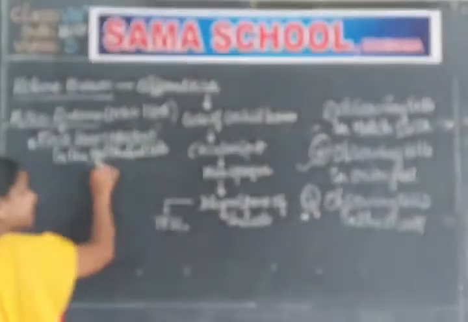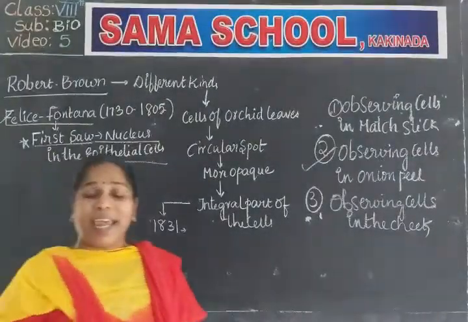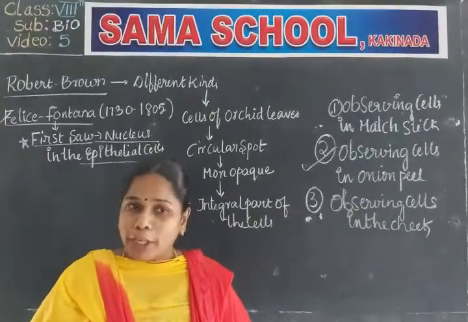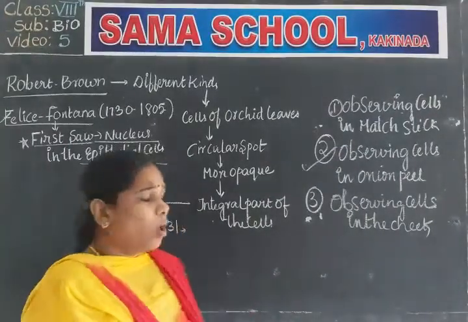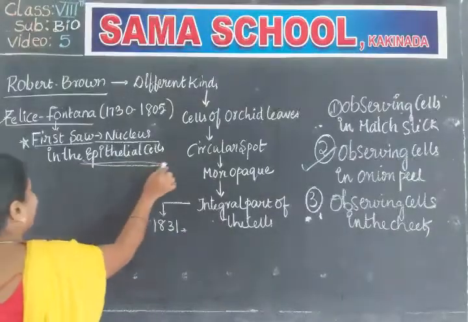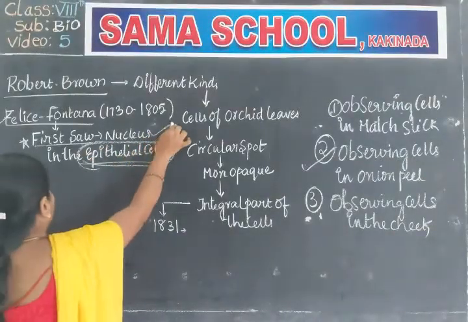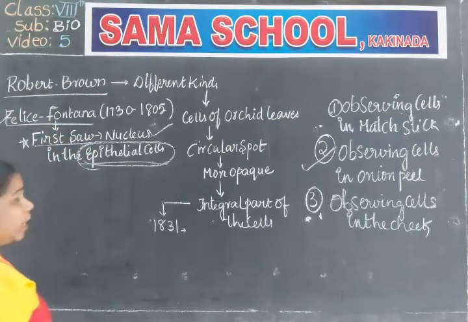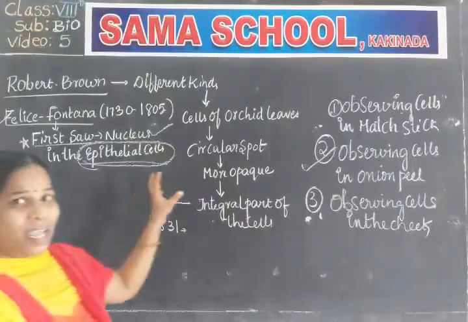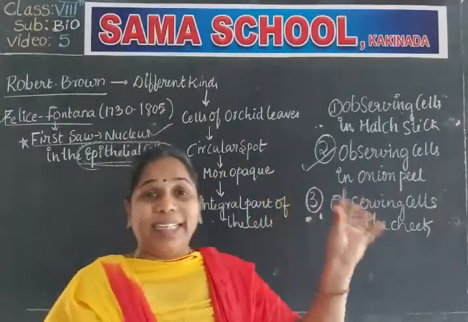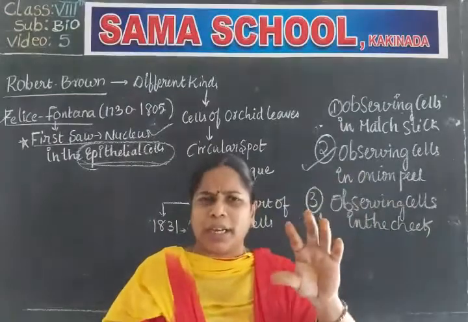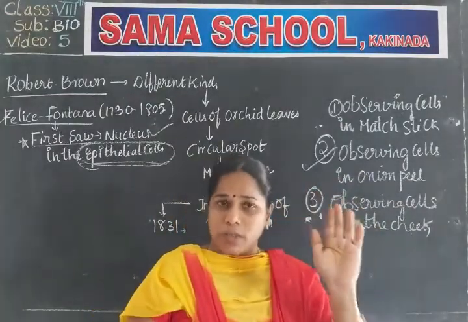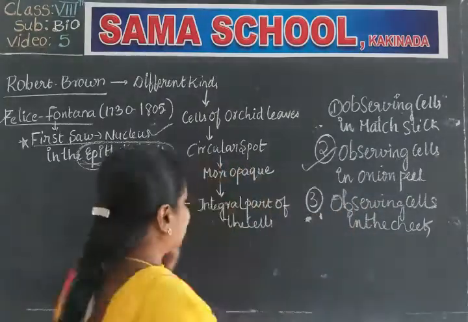What is meant by epithelial cell? This is the outer layer of the body, the outer layer of the body of different tissues. So if you see, he found the nucleus for the first time, Felix Fontana. He saw it, but he didn't give the name, and he didn't say that it is an integral, a very important part in the cell. He didn't say anything, he just observed it in the epithelial cells.